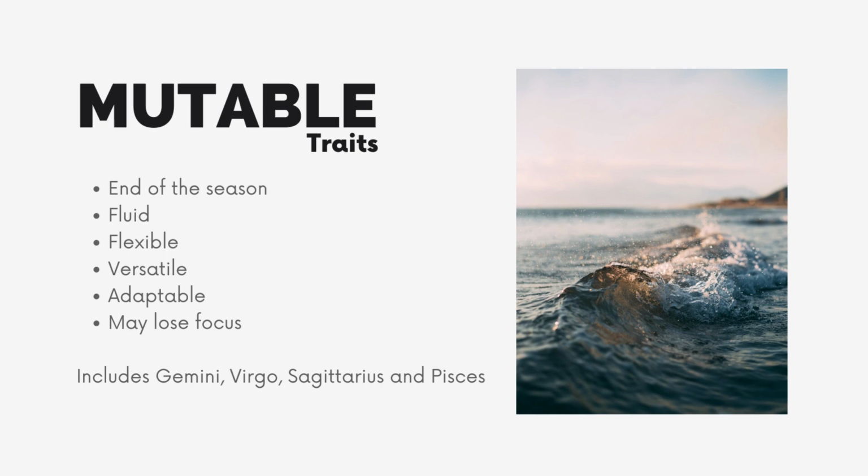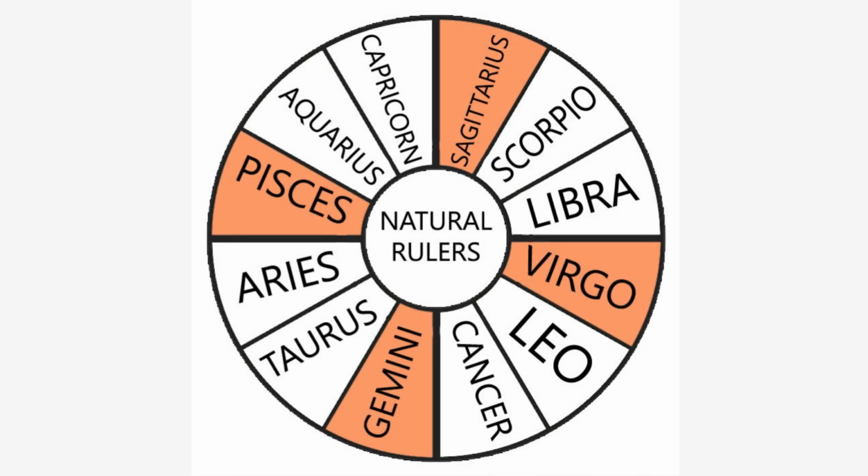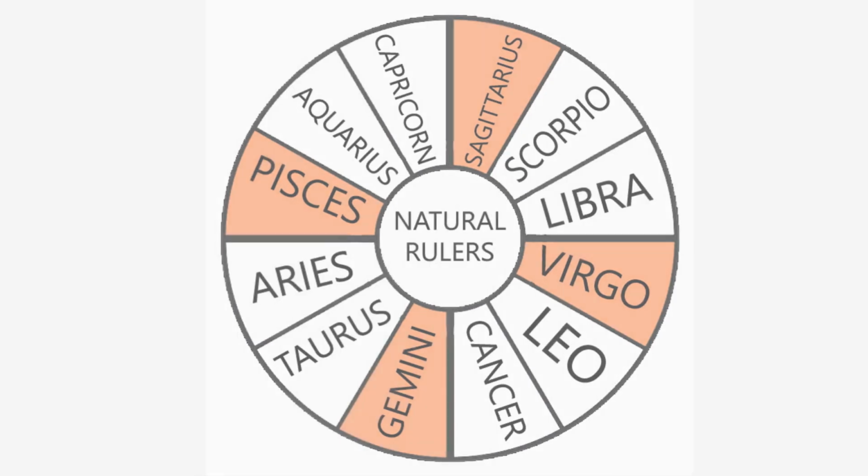Mutable signs end the season. They are fluid, flexible, versatile, adaptable, but they may lose focus. Like, if you have ADHD, you get it. You get the mutable vibes. It includes Gemini, Virgo, Sagittarius, and Pisces. Here is the visual. Pisces opposes Virgo, Gemini opposes Sagittarius, sister or opposite signs.